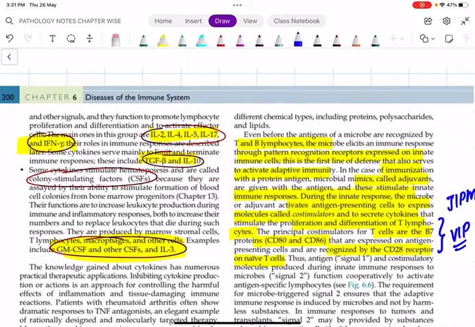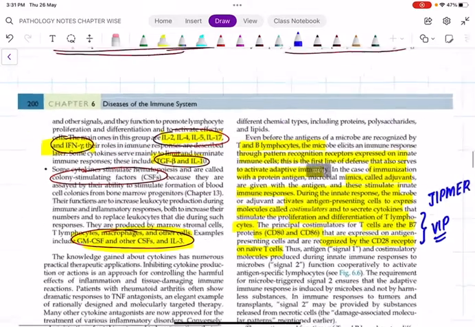Then what are the factors which stimulate hematopoiesis? We call them CSF, colony stimulating factors. I think you would have already studied about this in physiology. We have two types, mainly granulocyte and monocyte colony stimulating factors, and interleukin 3. So all these you have to just mug up. Fine.